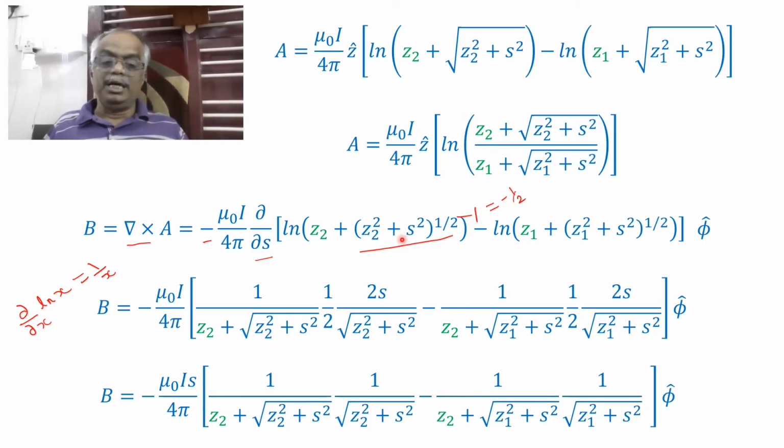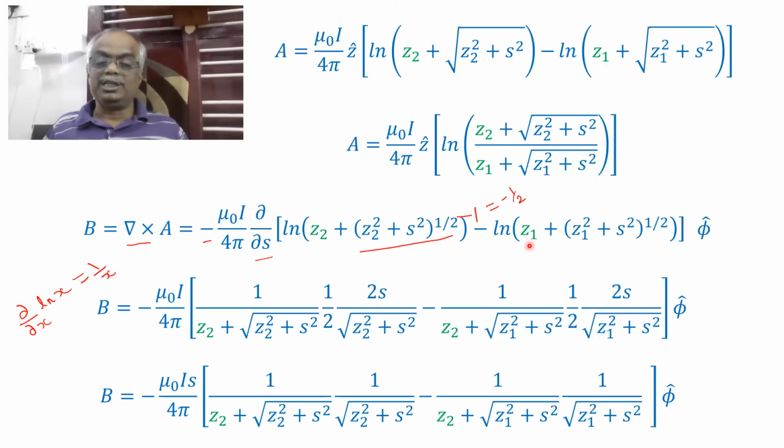And if you differentiate this term with respect to s, the first term will become 0. This is also going to become 0. Then s squared will become 2s. So here I have written 2s. Same thing is here.